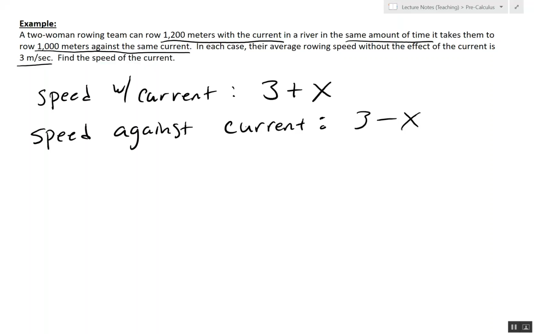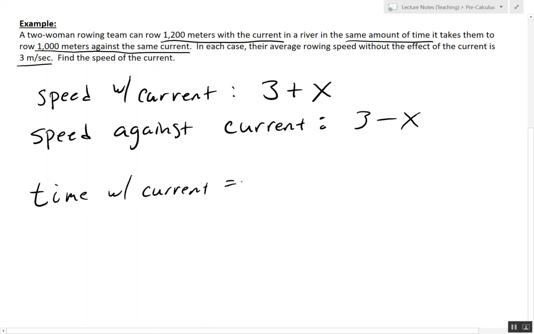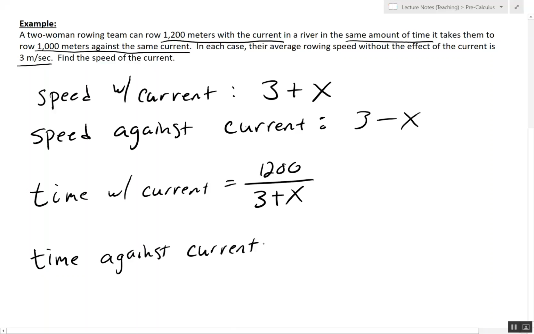So now the time with current, let's just write it out, is going to be the amount of distance traveled over the speed with the current, which is 3 plus x. The time they took to travel that distance against current is given by the formula 1,000 over 3 minus x, and we're told that for these amounts resulted in the same time. So these two things are equal.